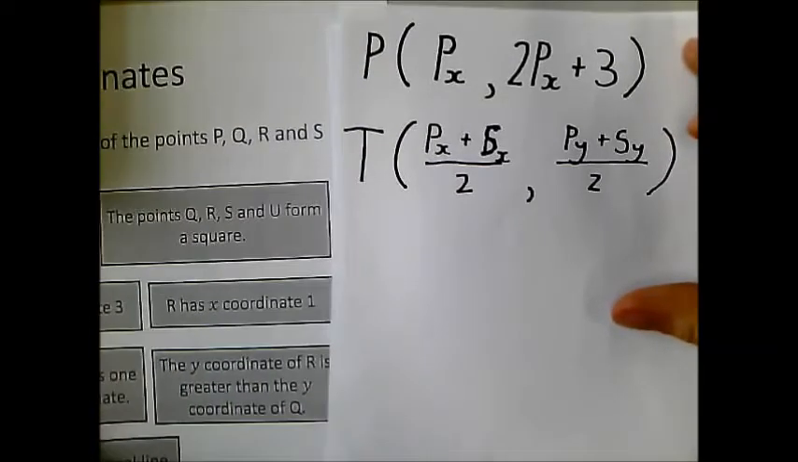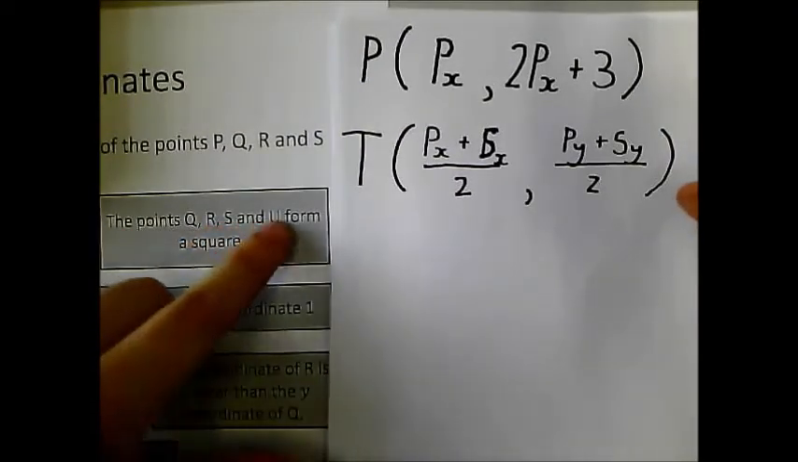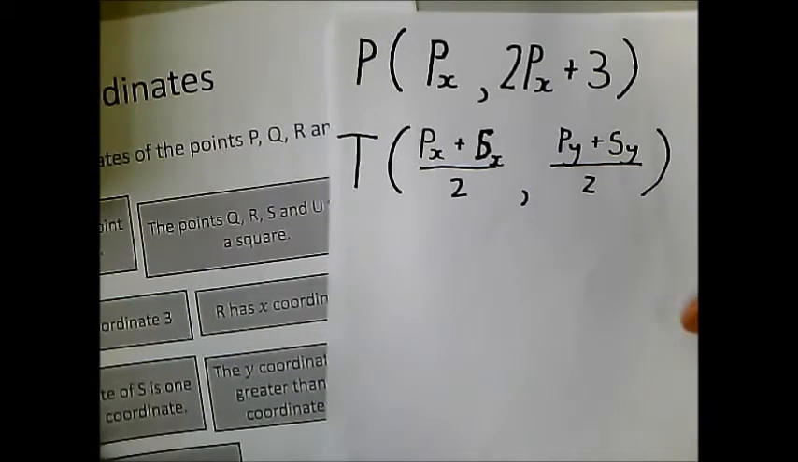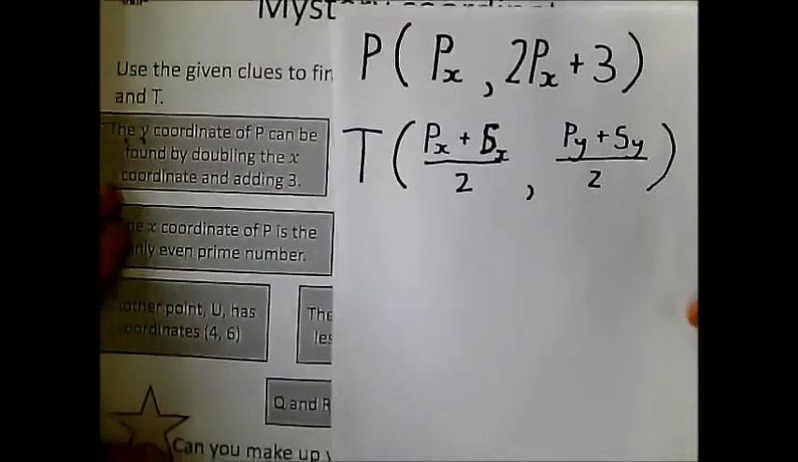Now, the next clue is the points Q, R, S and U form a square. And this is a fairly complicated one. I'm going to come back to that one afterwards. I'm going to see if I can find some easier ones to start off with.